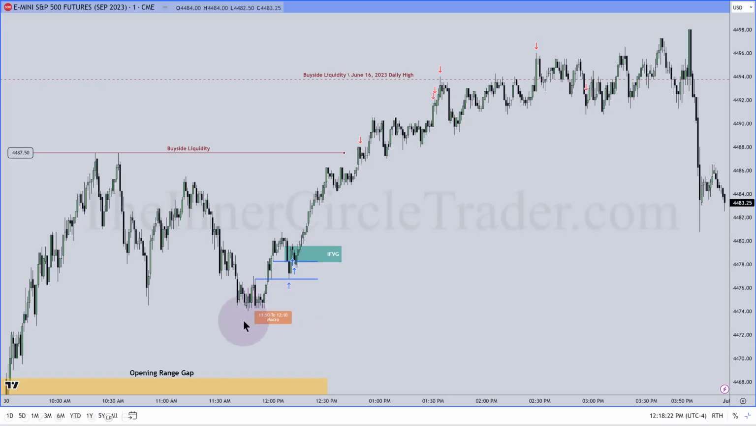The 11:50 to 12:10 macro. It's a time of day where the algorithm will begin a price run. It runs for liquidity. Sell side is here. It drops down right there and then goes higher.